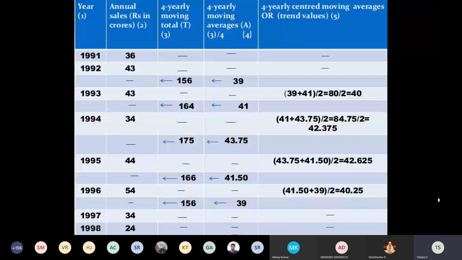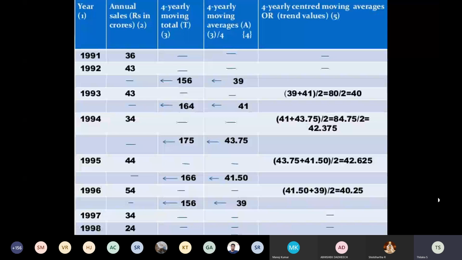So that is 40, which was given there. That should be written in the middle of the 5 years, because 164 includes the year 1995 and 156 includes the year 1991. So this value refers to the first 5 years from 91 to 95, and this has to be written in the middle of the year 1993. If you want, you can go for this process of centering. Otherwise, you can stop with the 4 yearly moving averages.